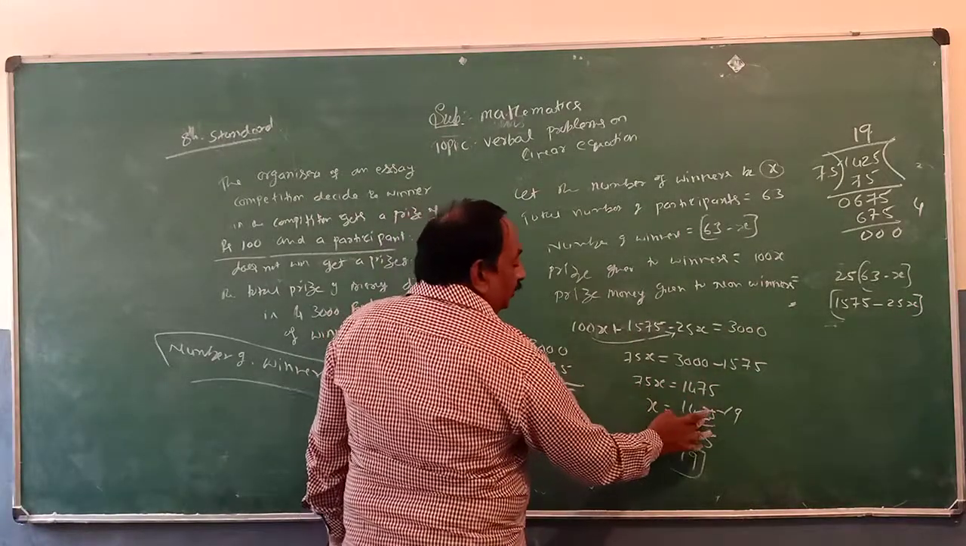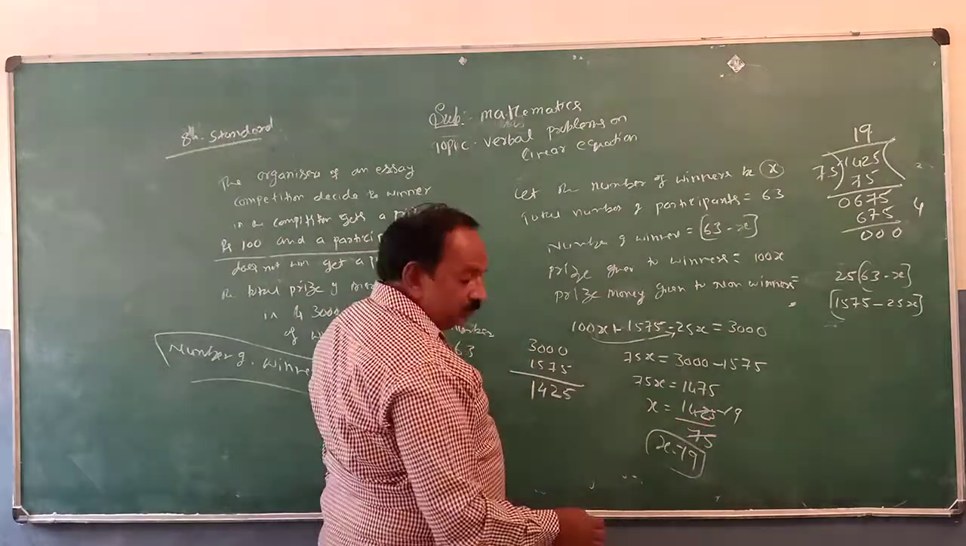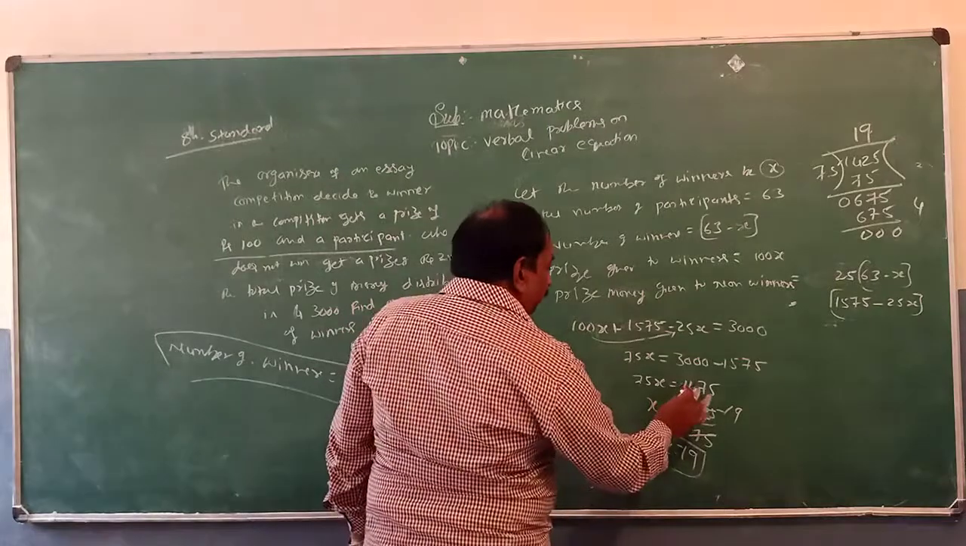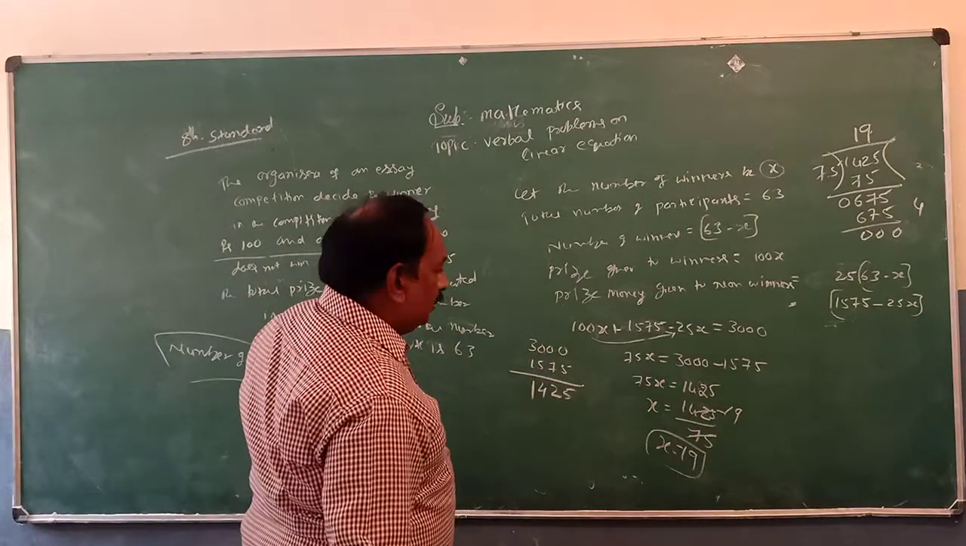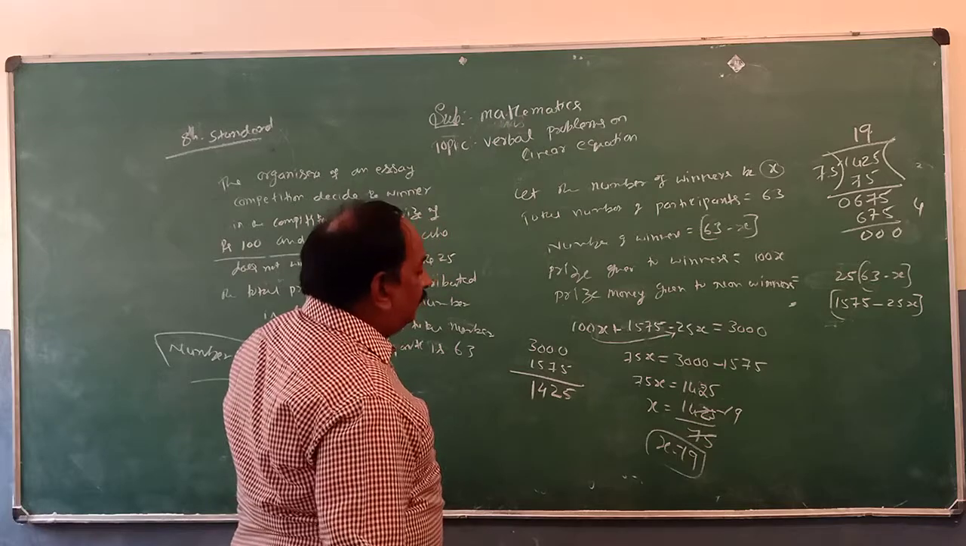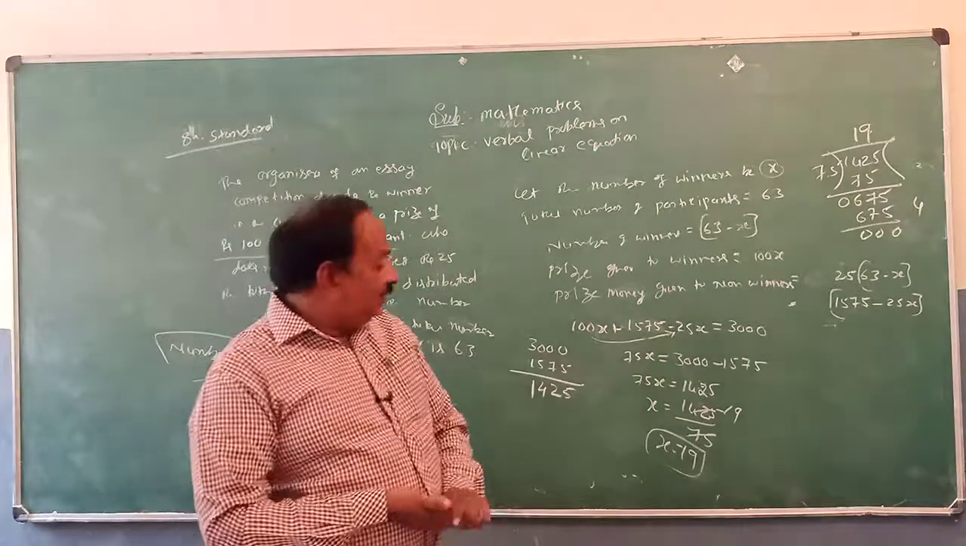Sorry, this is 1425. 75x is equal to 1425, so x is equal to 1425 divided by 75, you get 90. X is equal to 90. The number of winners is 90.